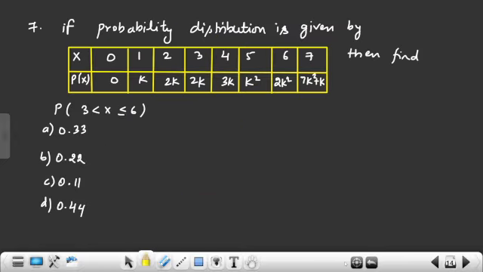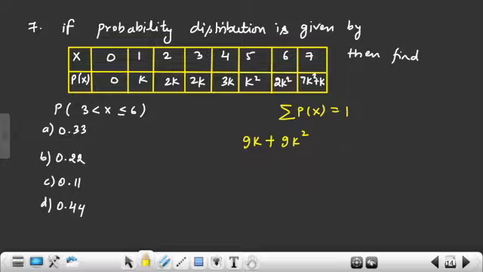Let's come to the next one, seventh one. It is based on NCERT, probability distribution, very simple question. So first let's find the value of K. How we can find the value of K? As you know, sigma Px is equals to 1. So let's add them, 3K, 5K, 8K and 9K plus 9K square, and it is how much?